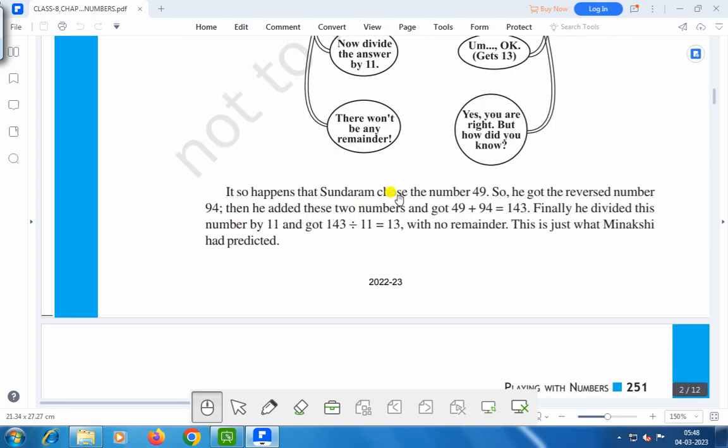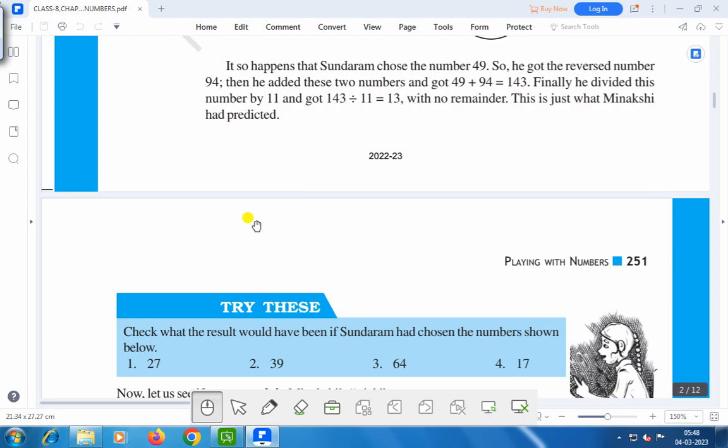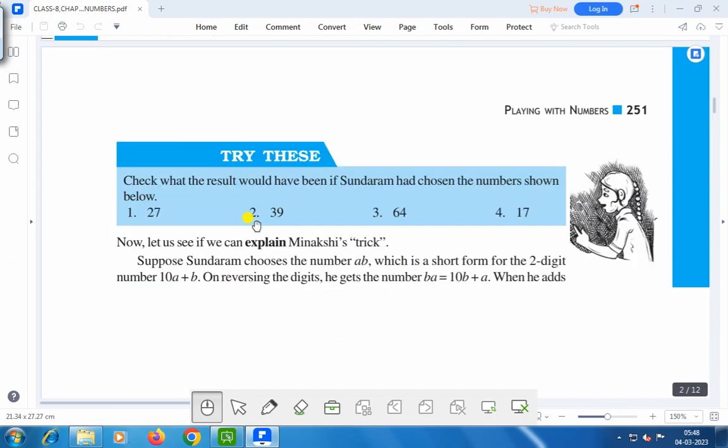It so happens that Sundaram chose the number 49, so he got the reverse number 94. Then he added these numbers, 49 plus 94, to get 143. Finally, he divided this number by 11. 143 divided by 11 is 13 with no remainder. This is just what Meenakshi had predicted.